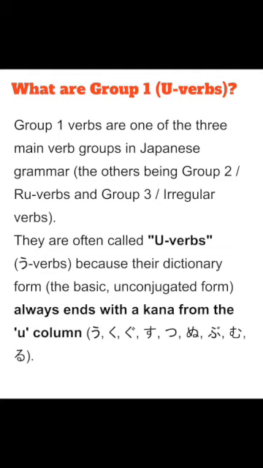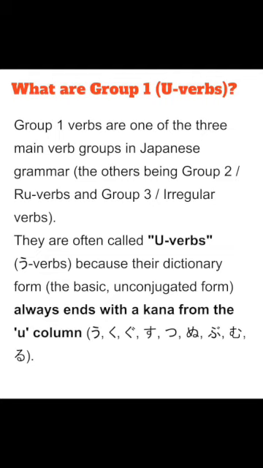JLPT N5 Grammar. What are Group 1 U-verbs? Group 1 verbs are one of the three main verb groups in Japanese grammar, the others being Group 2, or ru verbs, and Group 3, or irregular verbs. They are often called U-verbs, or U-dan verbs, because their dictionary form, the basic unconjugated form, always ends with a kana from the U column.